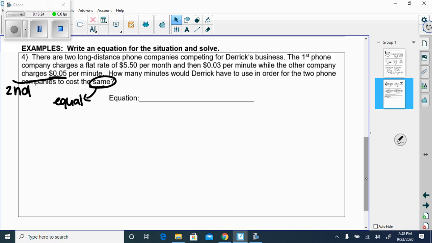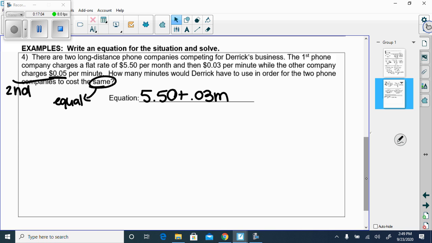It says that they're going to charge you $5.50 per month, a flat rate. So no matter how many minutes I talk, I've got to pay $5.50. On top of that, it says 3 cents per minute. I've got 3 cents. Do I know how many minutes? So I need a variable, M, for a minute. M per minute. Sounds good.